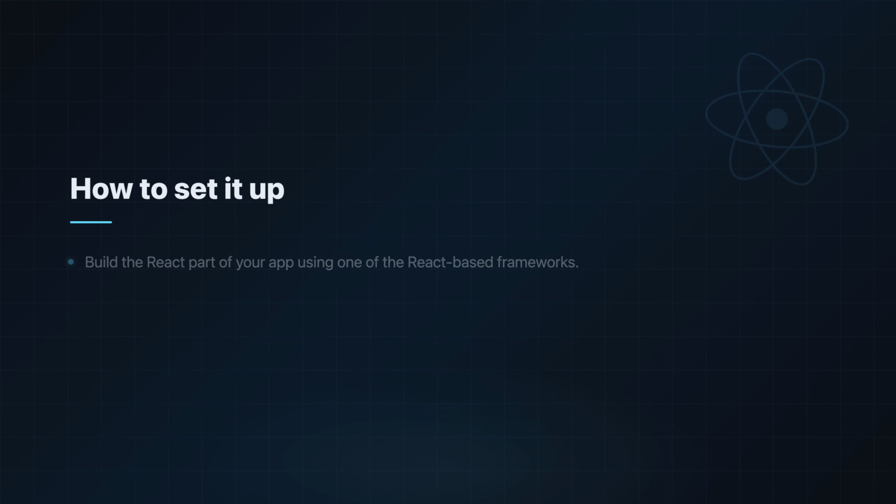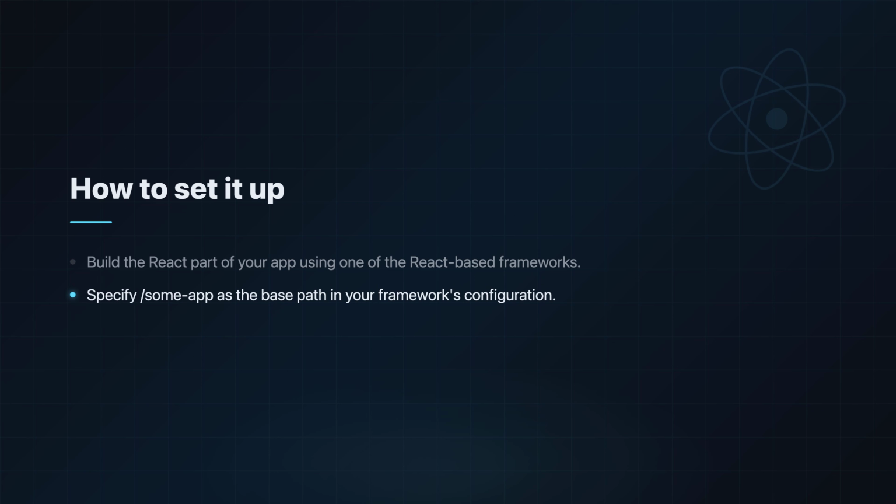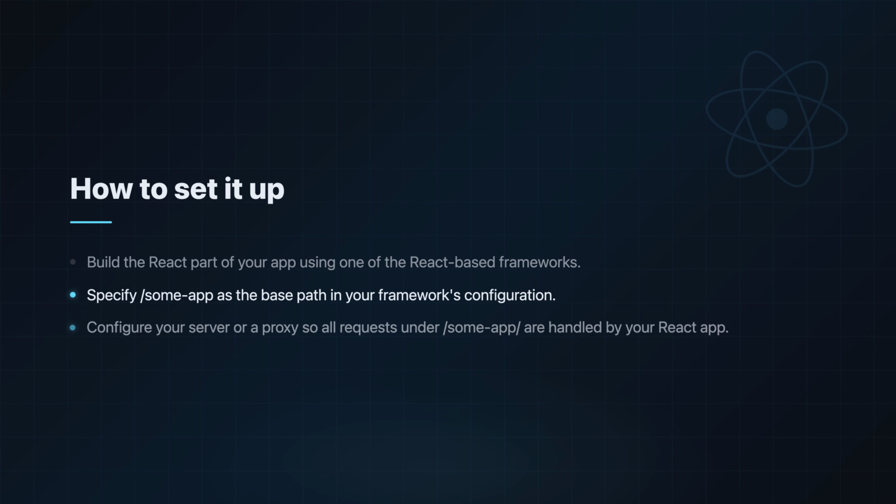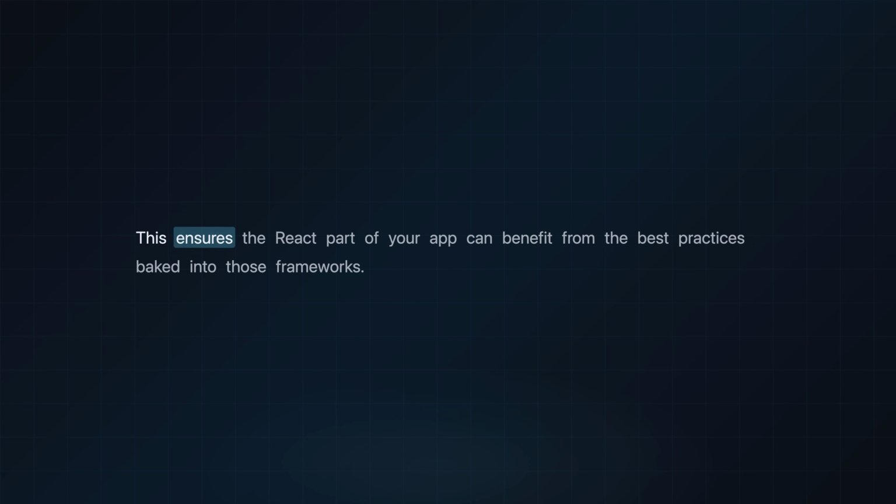How to set it up. First, build the React part of your app using one of the React-based frameworks. Second, specify /sumapp as the base path in your framework's configuration. And third, configure your server or a proxy so all requests under /sumapp are handled by your React app. This ensures the React part of your app can benefit from the best practices baked into those frameworks.